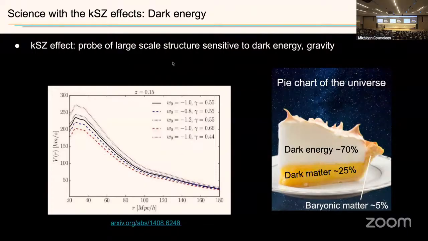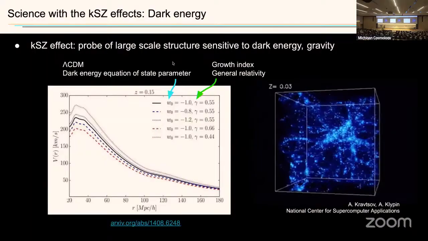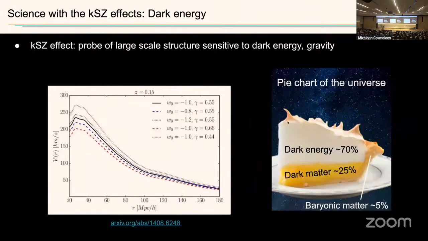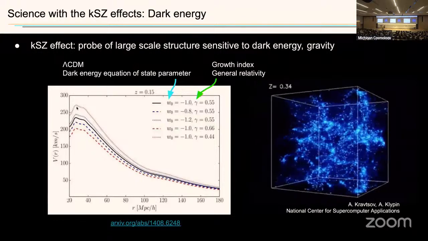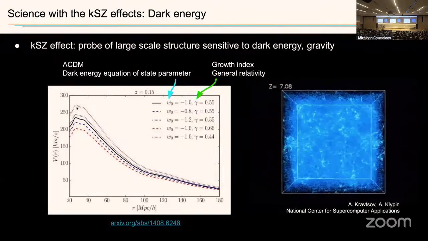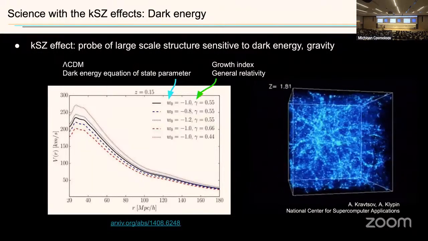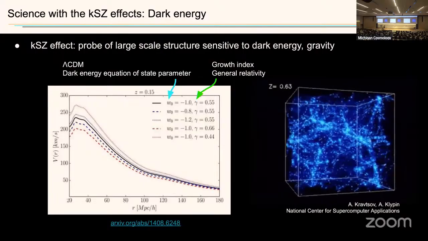We can also probe dark energy and gravity. And this is just, I like this pie. If you want to show a pie chart, might as well go literal. We are sensitive also to the dark energy equation of state parameter and the growth index because these two change the way the large scale structure forms and therefore the infall of these structures.